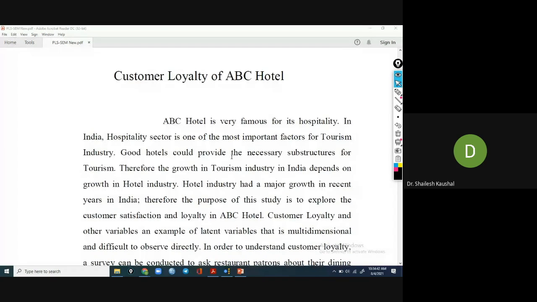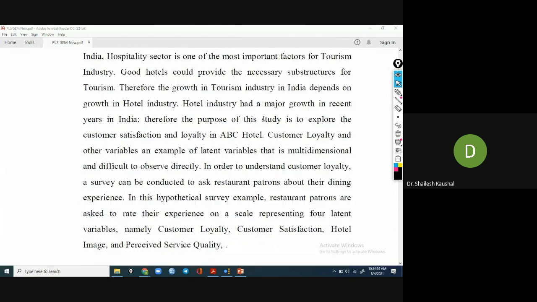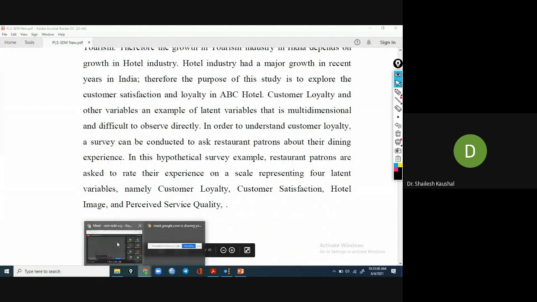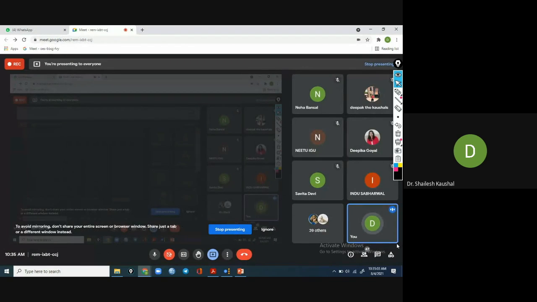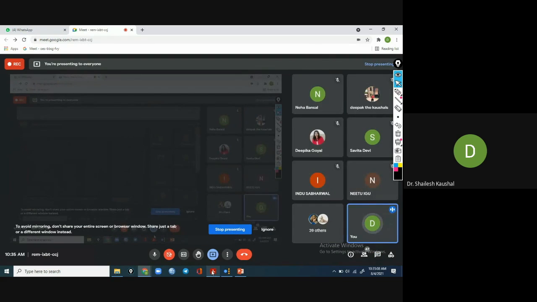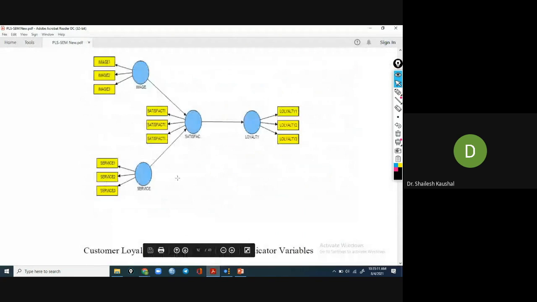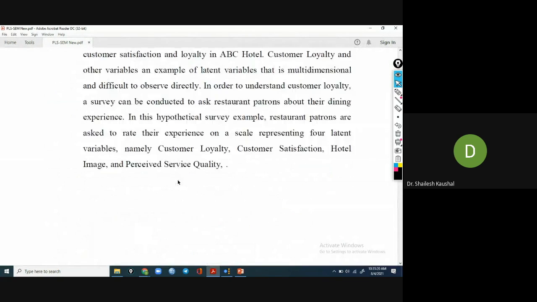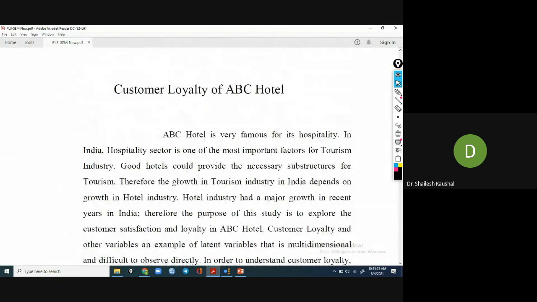Then after this there is a case study of customer loyalty. So I will perform three models: a reflective measurement model, a formative measurement model, and another reflective measurement model. So this is the theory or concept of PLS-SEM. Now it's a case study, and I will use this case study to perform PLS-SEM.